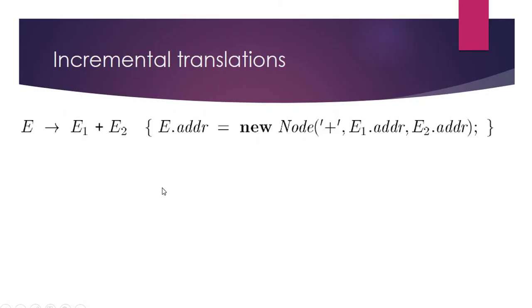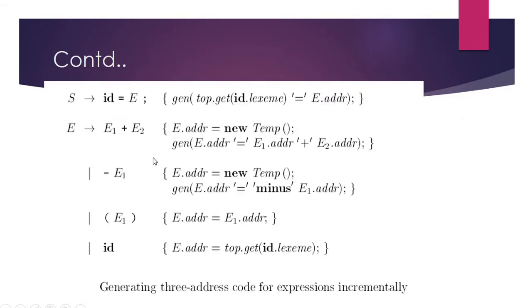So now let us move on to incremental translations. So here E produces E1 plus E2. Here we have already discussed how the syntax tree will get generated. So the syntax tree construction through the syntax directed translation, that knowledge we can use here for incremental translation. So that is the new node we are going to generate. The operator is plus, the first operand is E1 dot address and the second operand is E2 dot address. Then E dot address is the parent 3 address code. So plus is the operator and a new intermediate node will be created, and the left and right operands will be pointing to the address of E1 and E2.